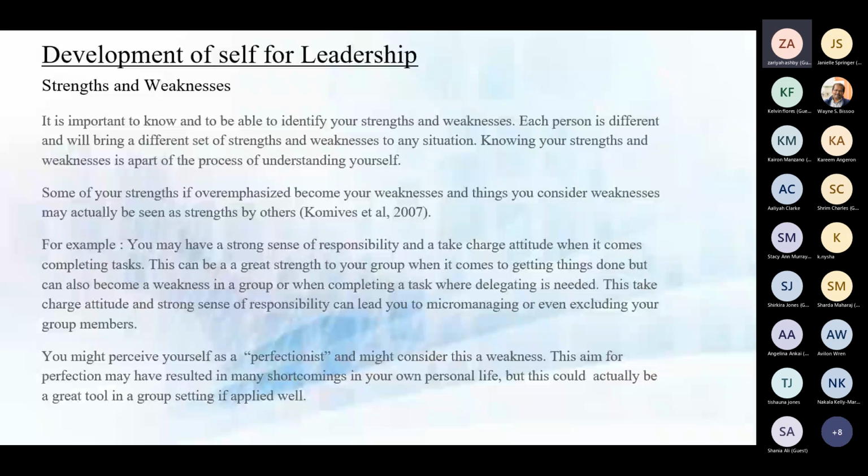You might also perceive yourself as a perfectionist, and you personally might consider this a weakness because of certain disappointments that being a perfectionist may have brought into your own personal life, but this is actually something that could work well in a group setting if it was applied well. So again, it's important to have a good idea of what your strengths and weaknesses are.